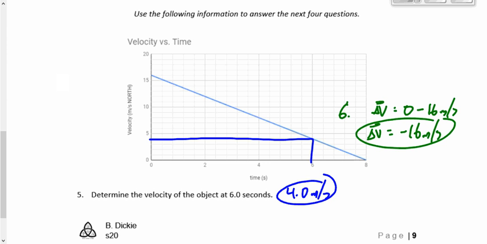How many people put the negative there? Good. We need the negative, right? We need the negative. This is a quiz or a test. Instead of negative 16, 16 would have got you a 0.5 out of 1, but I don't know about you, I'd rather get it completely right than partly right.